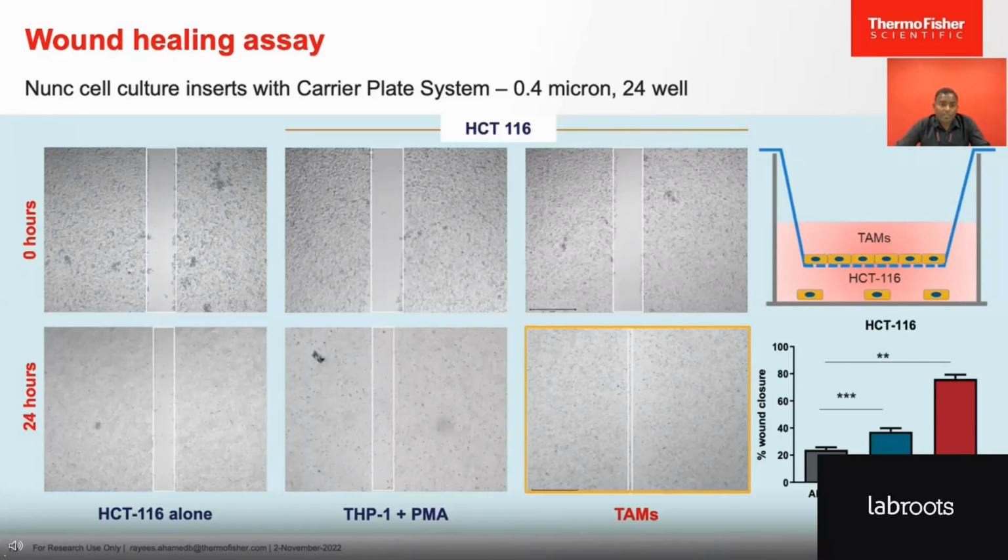So what you see here is the assay performed on HCT116 cell line, which is a colorectal cancer cell line seeded at the bottom of the well, and then tumor associated macrophages seeded on top. The results show here the tumor associated macrophages helped in complete wound closure, whereas when there is no presence of tumor associated macrophages, the wound is not healed.